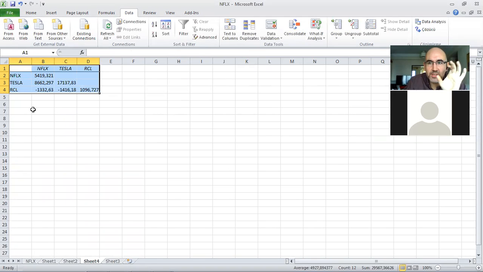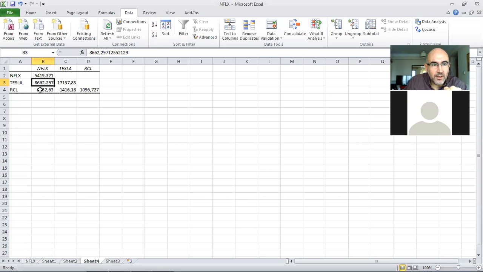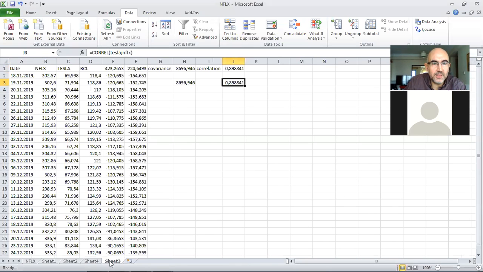Because I have 3 stocks, I can talk about 3 different combinations. On the diagonal, this is the variance of Netflix, the variance of Tesla, and the variance of RCL. Then there is the covariance between Tesla and Netflix, and RCL and Netflix, which is negative, so they're actually moving in opposite directions, and RCL and Tesla. These are the 3 covariances which we calculate, and RCL correlates negatively.